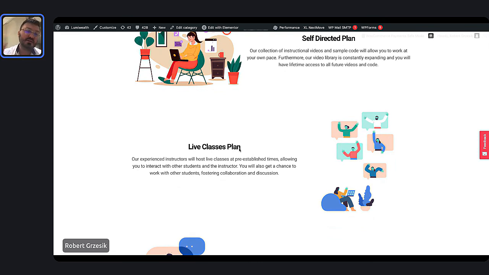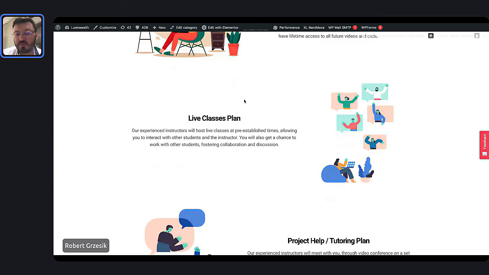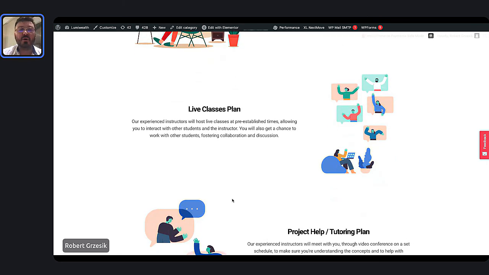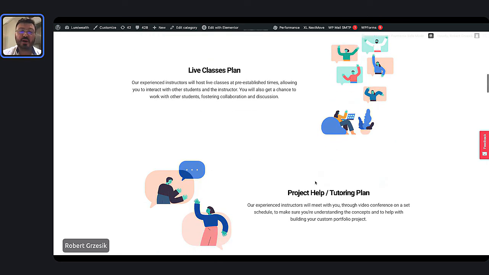So live classes, you also get access to that code. You also get access to the community. Everything that self-directed has, live classes have too. Plus, you really get that extra support. This is probably our most popular plan, although more recently, I think more people have even chosen to do our Project Help Tutoring plan, which is the step up from there.